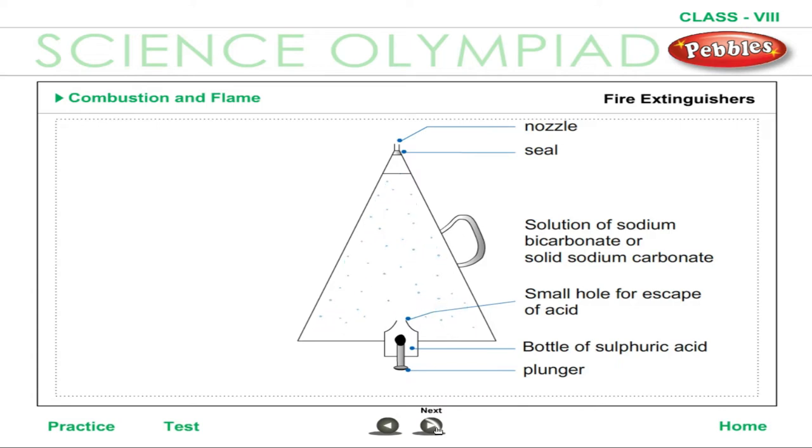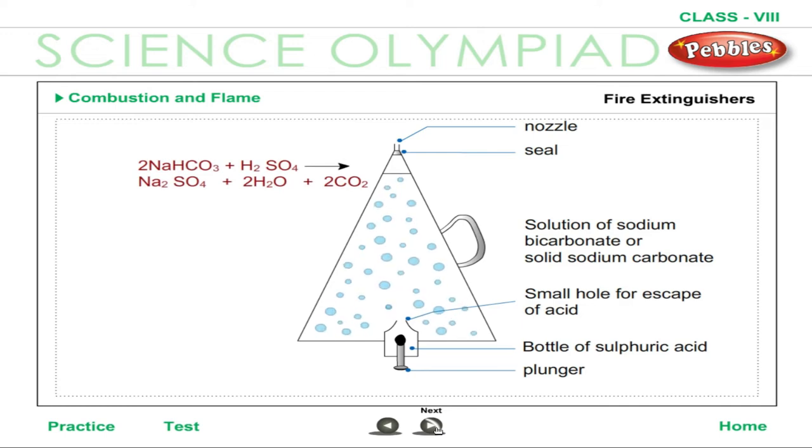fire. Sodium bicarbonate plus sulfuric acid gives sodium sulfate plus water plus carbon dioxide. 2NaHCO3 plus H2SO4 gives Na2SO4 plus 2H2O plus 2CO2.